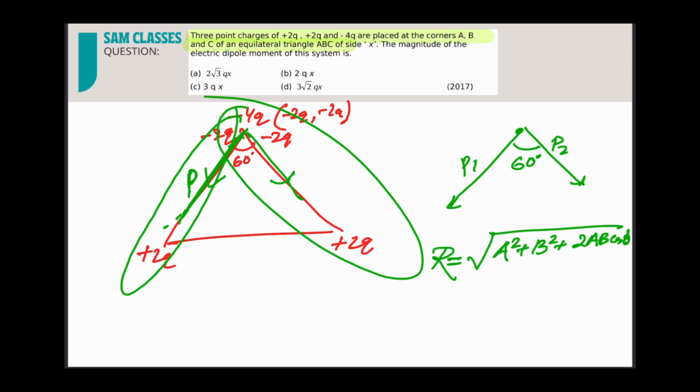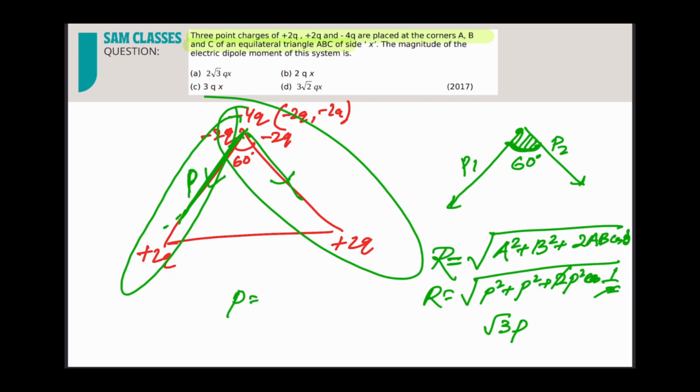Correct. So here, R is equal to root under of p square plus another p square plus 2p square cos of the angle between them, which is 60 degrees. If you remember, the value of cos 60 is half. So this and this are gone, and what I got is root 3 p. Now you already know what the dipole is here. Dipole is the charge into the distance between them, and the side is given as x here. So p is equal to charge into distance. So what will be our answer? Root 3 into 2qx. So the answer is 2 root 3 qx.